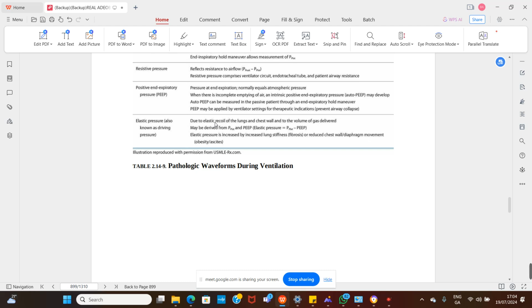So if you have kyphoscoliosis, obesity, ascites, all those things do not allow the lung to expand well. So if you are applying pressure to the lung, what do you think will happen to the expansion of that lung? For somebody that has a reduced chest wall size due to kyphoscoliosis, or reduced diaphragmatic excursion due to obesity or ascites, what do we think will happen to the compliance of that lung? Just guess. It will be reduced. So if compliance is reducing, what do you think will happen to the elastic pressure? It will increase.